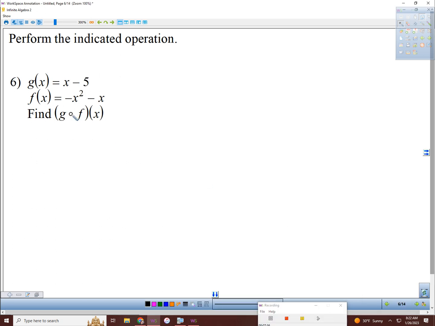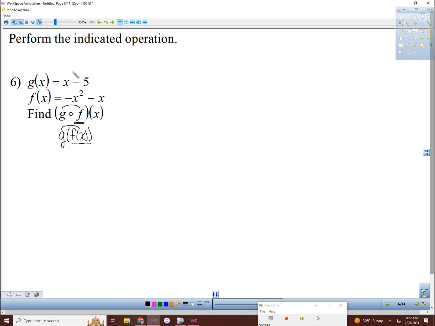All right, number 6. This means the same exact thing. This is still g of f of x. All right, it's kind of like just a different notation. All right, so we're still plugging f into g. So you can think of it as being f into g.